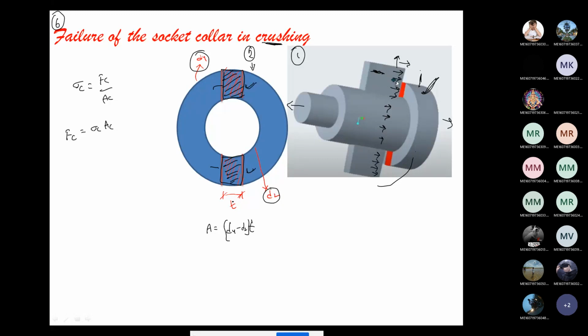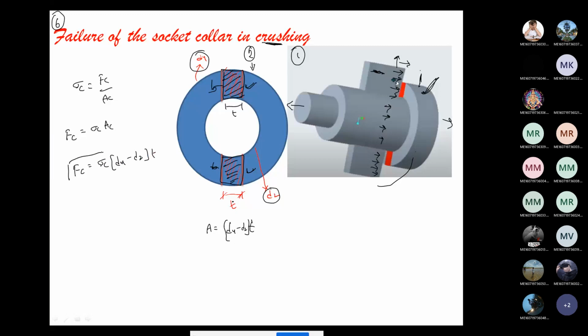So this one I know based on the quarter thickness, I will come to this with the t value, but I don't know this width value. So to get this width value, I'm subtracting the minor circle from the larger circle. That is d4 minus d2, right? Into t. So this area I'm writing here: Fc equal to sigma c into d4 minus d2 into t.